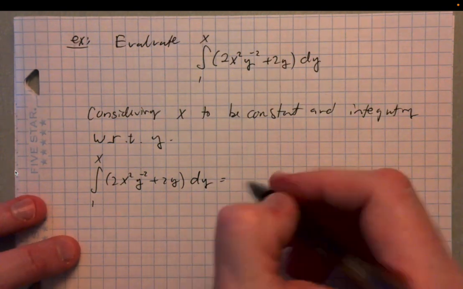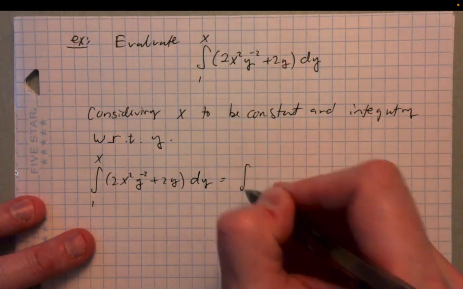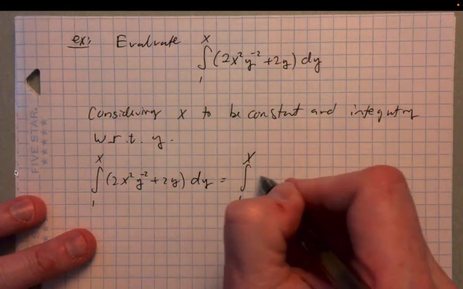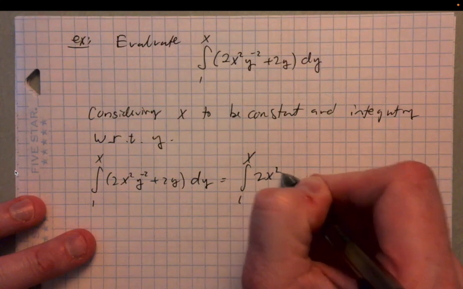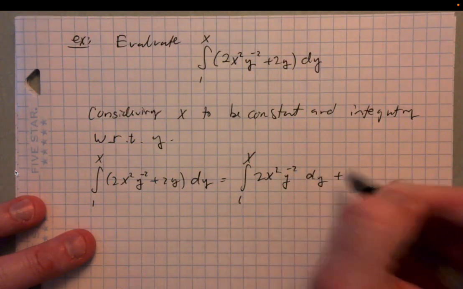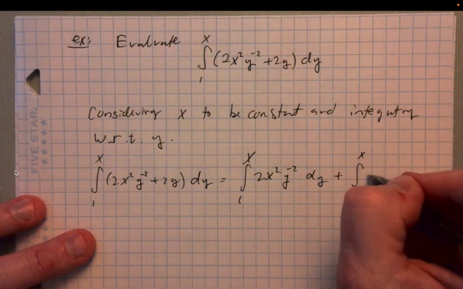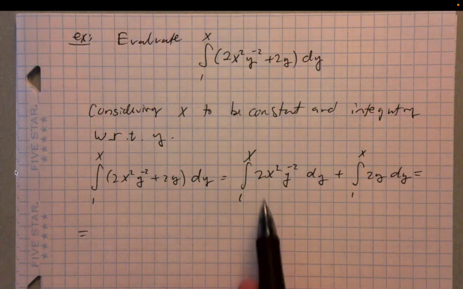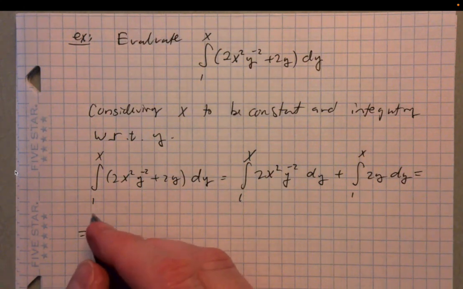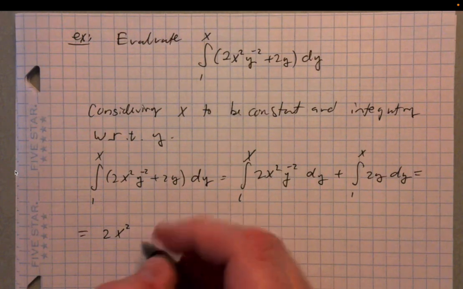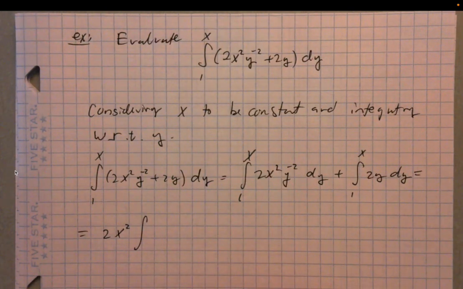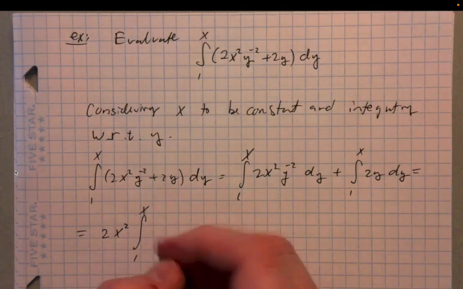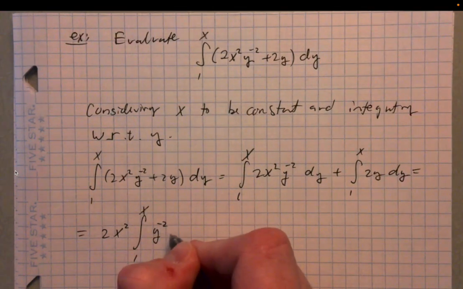Okay, so you can break this into two integrals. I think that might be advisable just to make it clear what we're doing. And so that would be 2x squared y to the negative 2 dy plus the integral from 1 to x of 2y dy. Okay, and then just to make it doubly plain that the x is constant, we can factor it out of the integral. Of course, you don't have to do that. It's not terribly important that you do that, but it's just to make it plain.